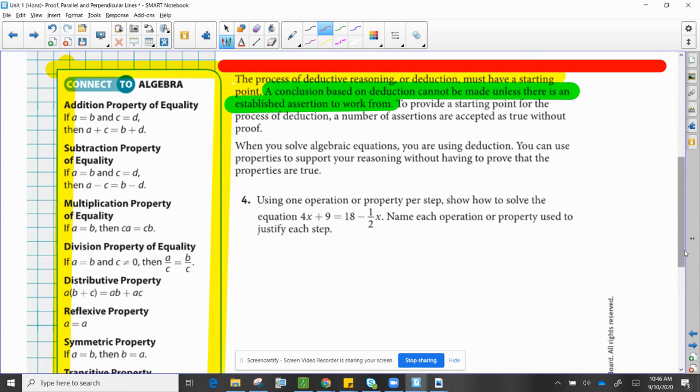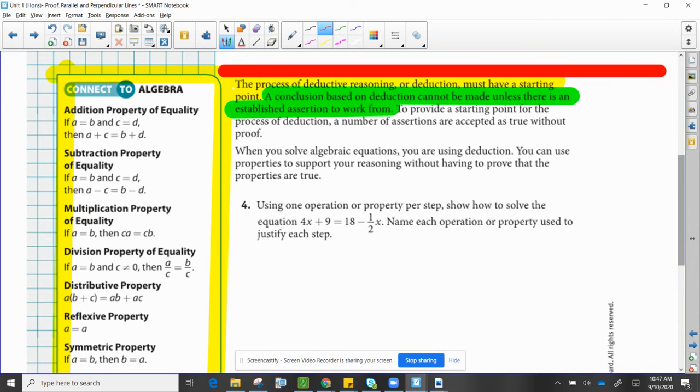So we're going to use the process of deductive reasoning, okay, which we know is proving something without a shadow of a doubt. So there's no interpretation, okay? It's either right or wrong, and we know it's true using deductive reasoning. So a conclusion based on deductive reasoning cannot be made unless there is an established assertion to work from, aka we need to prove it, okay, using logical reasons and systems in place.